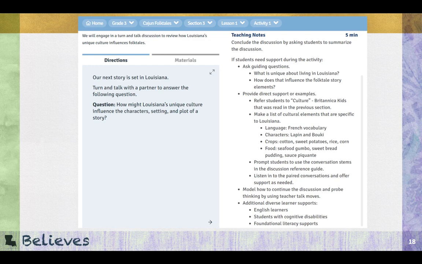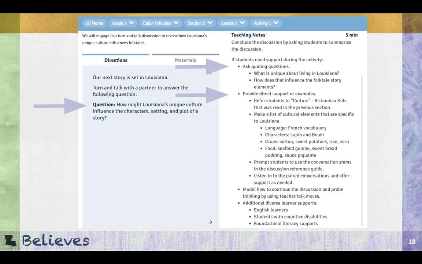Here is an example of how these acceleration techniques can be embedded into the HQIM. Let's look at how this lesson can be differentiated to support all learners. Review the discussion question: How might Louisiana's unique culture influence the characters, setting, and plot of a story? These guiding questions support students in responding to the discussion question by prompting students to think about what is unique about living in Louisiana and how that would affect story elements.